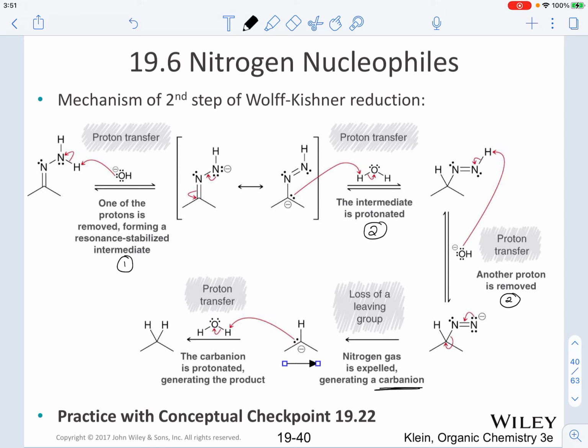And then in the last step of the reaction, that carbon anion is going to be protonated, and that's how we generate the product.